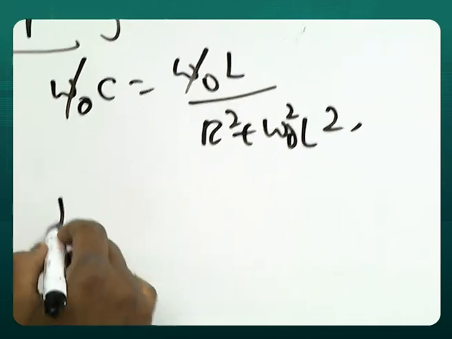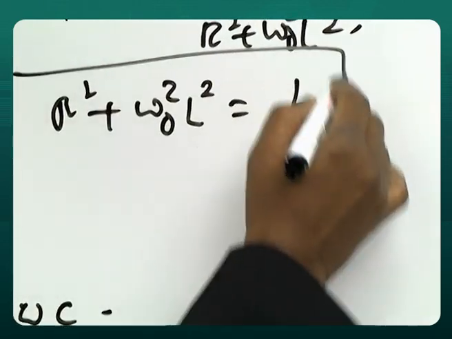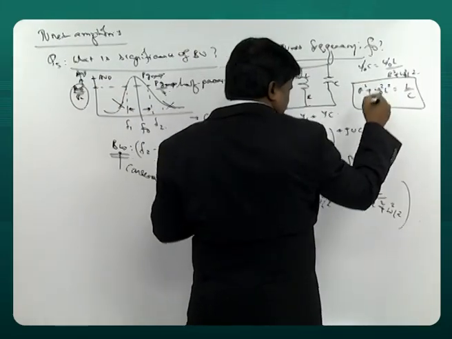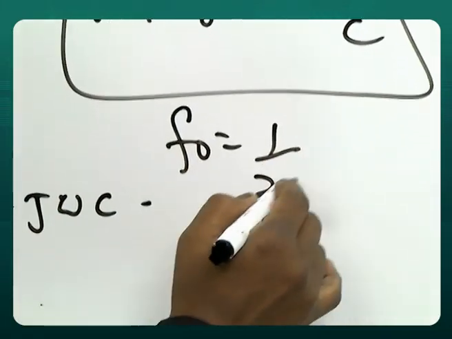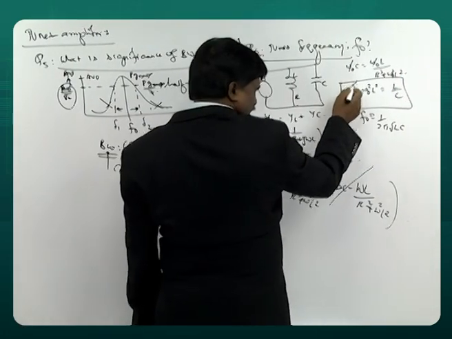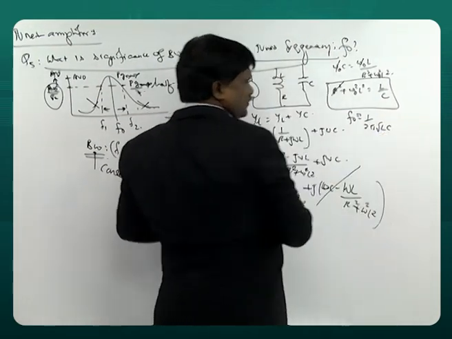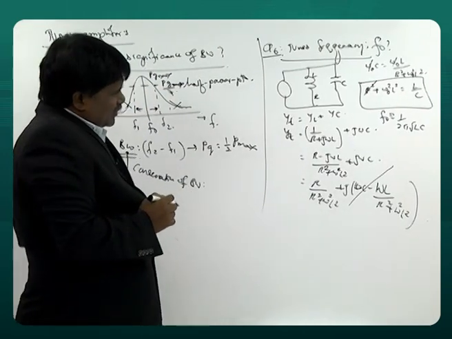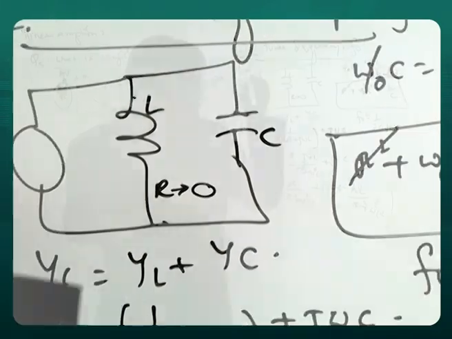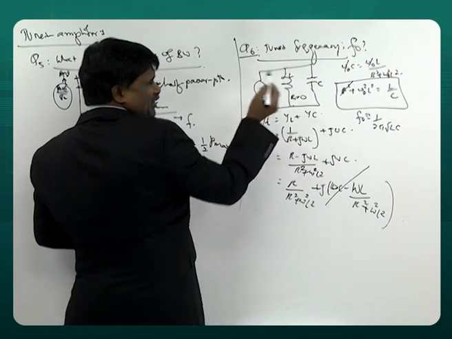Cancel it. R square plus omega naught square L square is equal to L by C. That's the value there, and from there you can calculate F0. You will get 1 by 2 pi root L C approximately. Even now, if you neglect R, definitely that. Because as we have been telling, this is a coil whose internal resistance is 0. A coil is supposed to store the energy but not dissipate it.